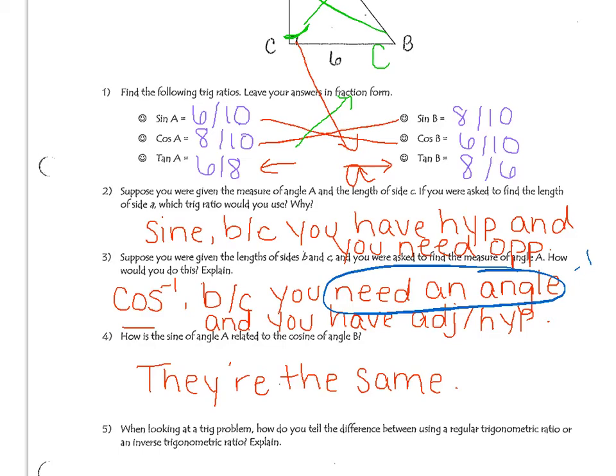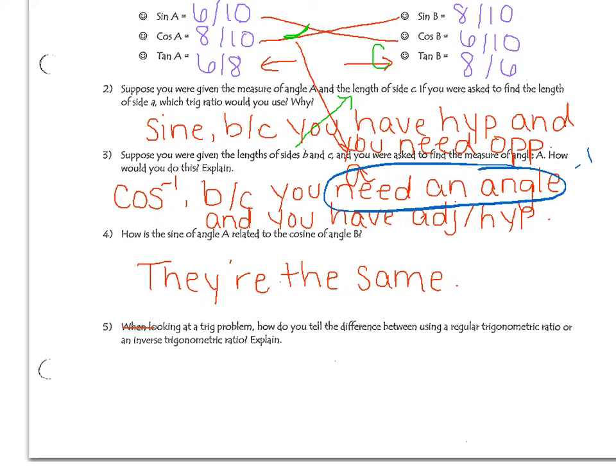That's all you really have to say, that they're equal. And then number 5, when looking at a trig problem, how do you tell the difference between using a regular trig ratio or an inverse trig ratio? Well, we've kind of talked about that a couple of times already, but an inverse trig ratio is used for finding a missing angle.